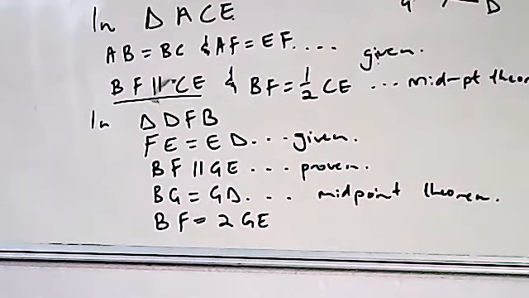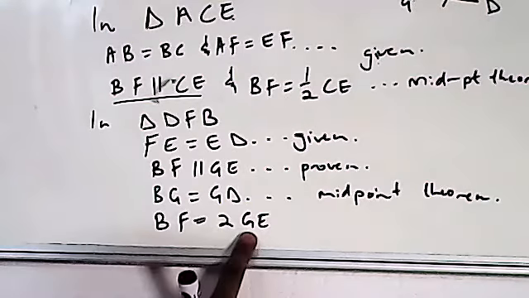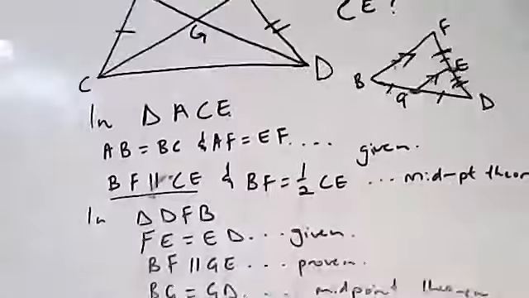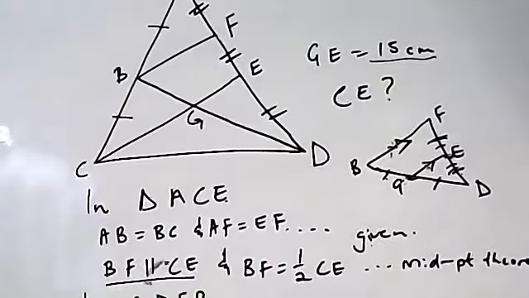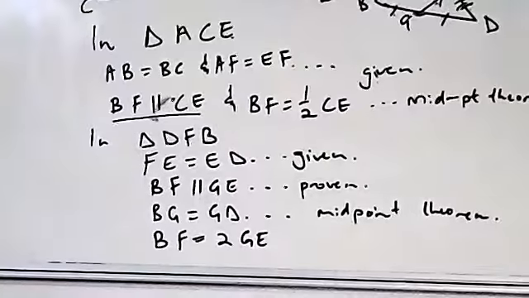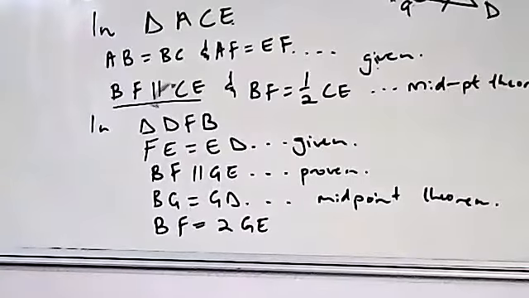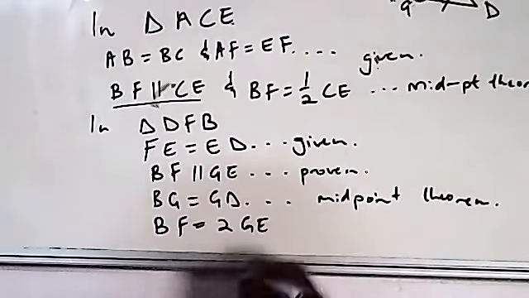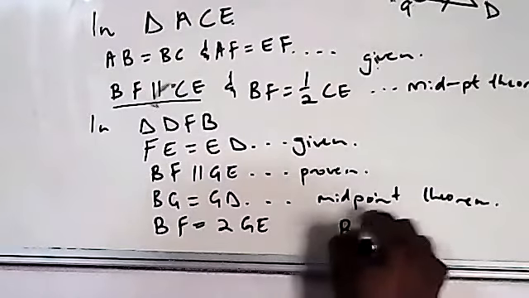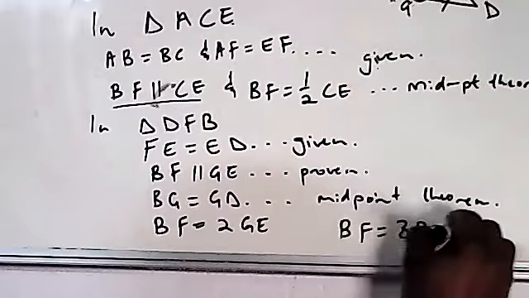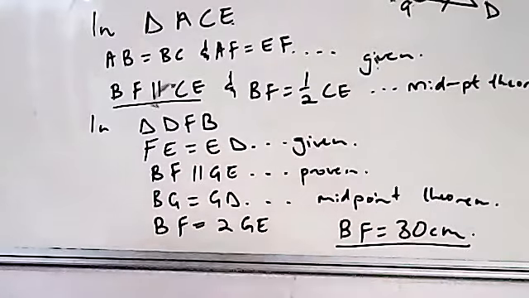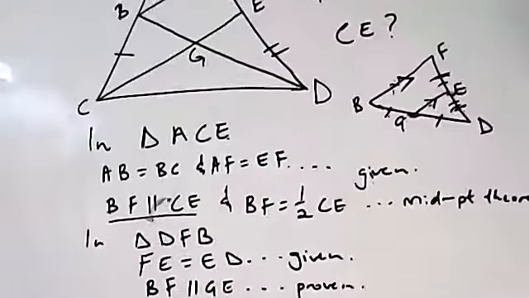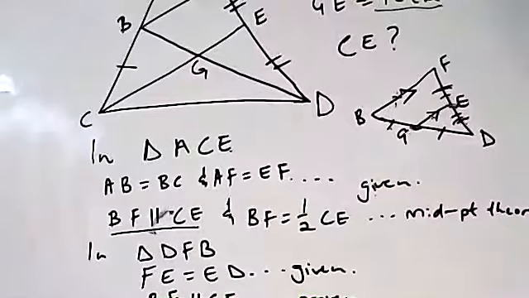Okay, where are we going with this? They told us that GE is how many centimeters? 15. So 2 times 15 is going to give us the length of 30. So BF is equal to 30 centimeters. Is this what we want? No. They said they want CE, but we found BF.